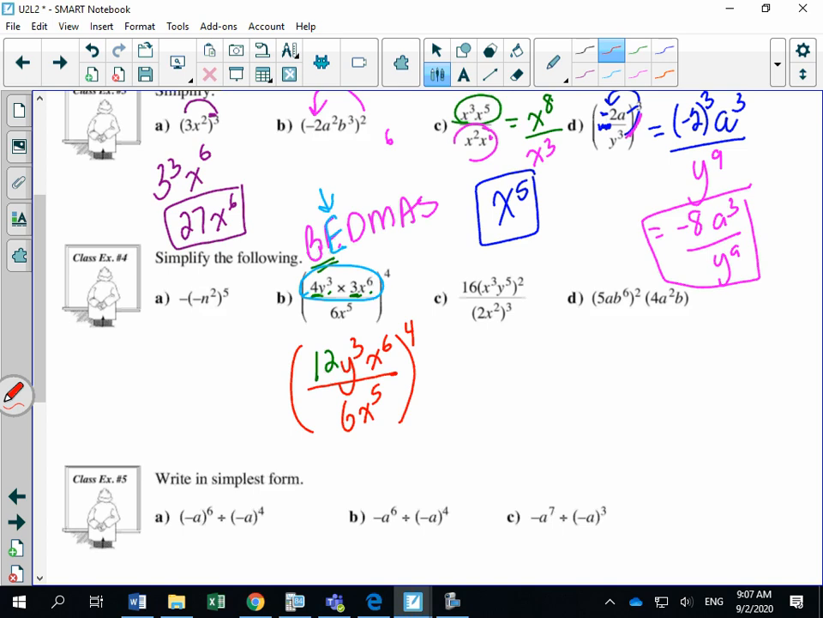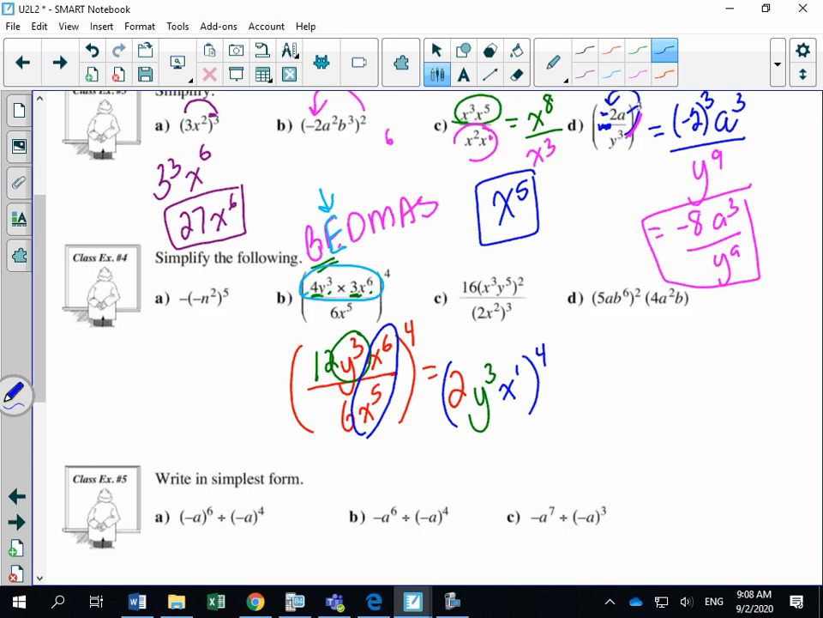I'm not done cleaning up my exponents, right? Or cleaning up my bracket. I could do more. 12 divided by 6 is 2. So that would be 2. And then, is there anything I can combine that y to the 3 with? And the answer is no. So I'm going to bring down that y to the 3. And I could apply my exponent laws here. X to the 6 over x to the 5 is x to the 1. And this is all to the power of 4.